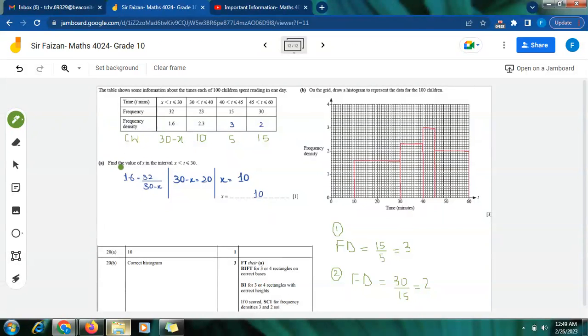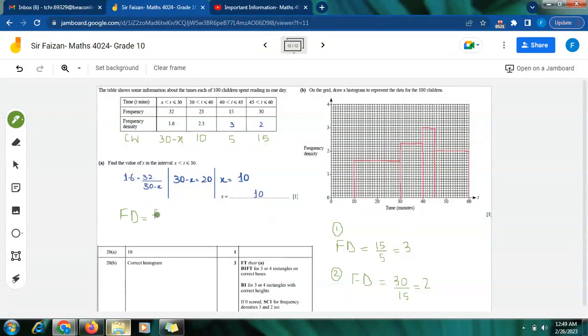The first part says find the value of x in the interval t greater than x, less than or equal to 30. So we have to find the value of x in this interval. Since we have all three values, the frequency, the frequency density, and the class width in the form of x, we will use this formula again. Frequency density is equal to frequency divided by the class width. This is the formula I am using to find the value of x.